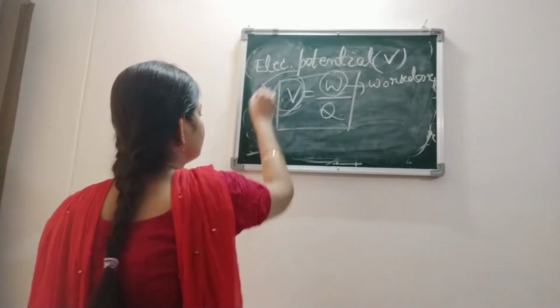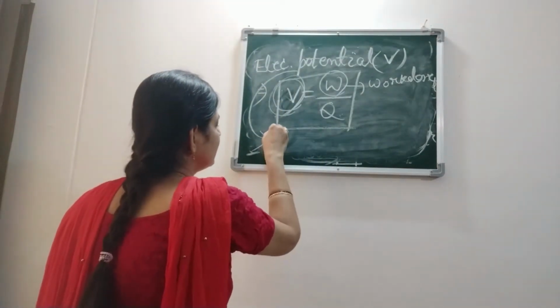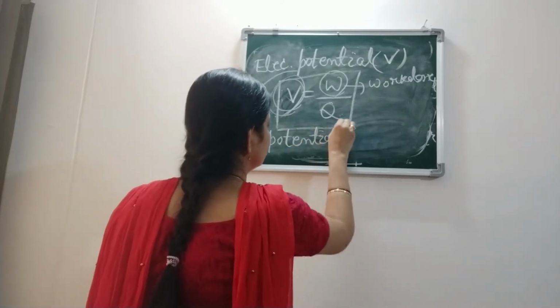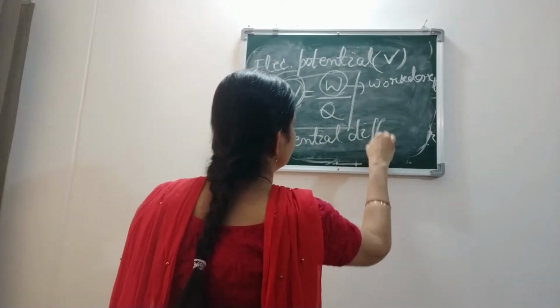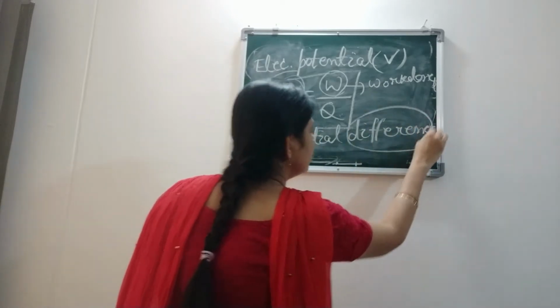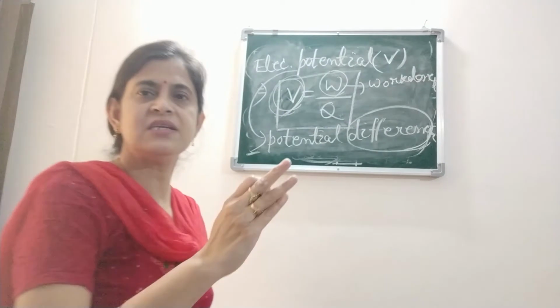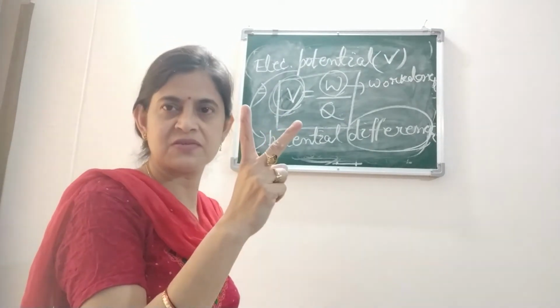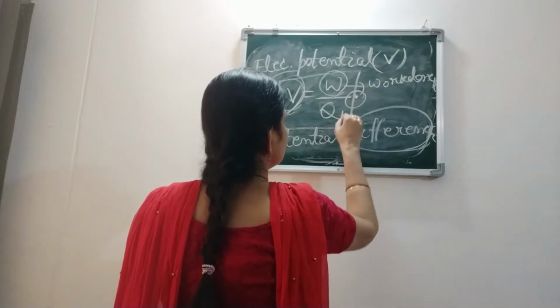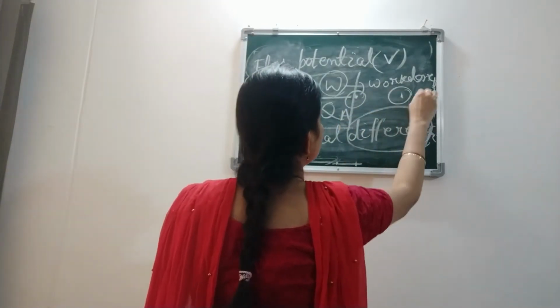If we write down electric potential difference, difference means at least we have to consider 2 points. Suppose this is point A and this is point B.